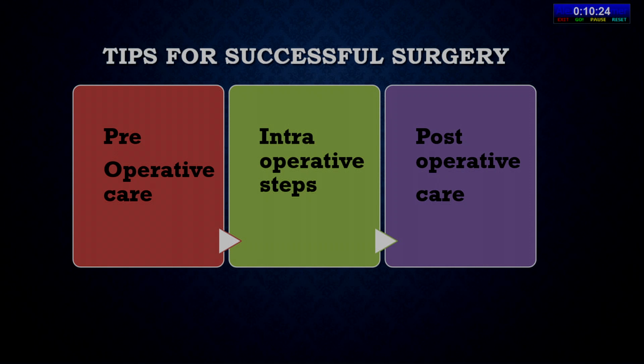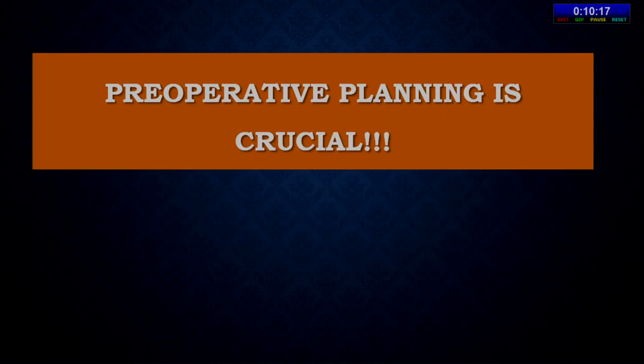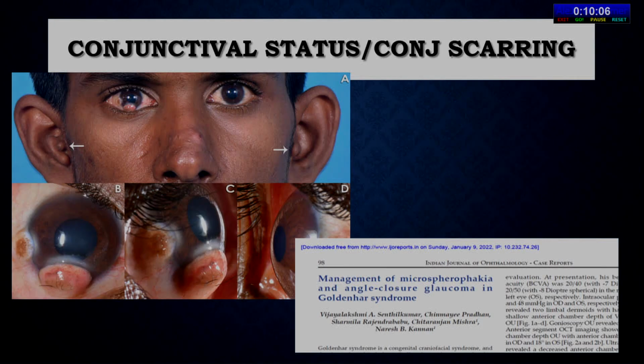Now, how to achieve optimum surgical outcome in GDD? I'll be sharing a few tips which I'll be covering under 3 broad headings. I would like to emphasize here that pre-operative planning is very, very crucial before we take up any patient for GDD. I'll be sharing a few clinical scenarios here. So first, this patient, a case of Goldenhar syndrome, you can see preauricular tags and limbal dermoid. He presented with microspherophakia and secondary angle closure glaucoma with a very high intraocular pressure and advanced glaucomatous cupping.